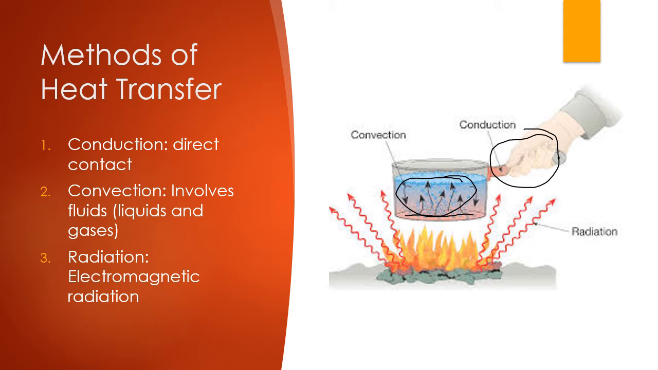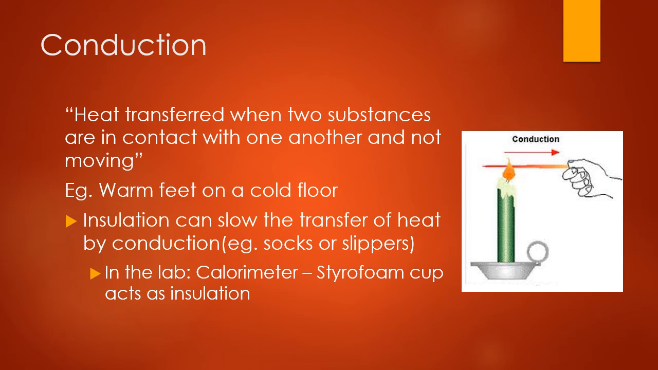The last example, radiation. This is through indirect contact. So that would be the fire heating the pot. Like you don't actually have to put the pot in the fire to get the pot warm. It can actually heat up through indirect contact, through feeling that heat transfer without touching.